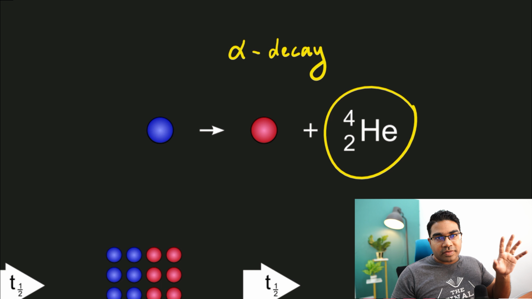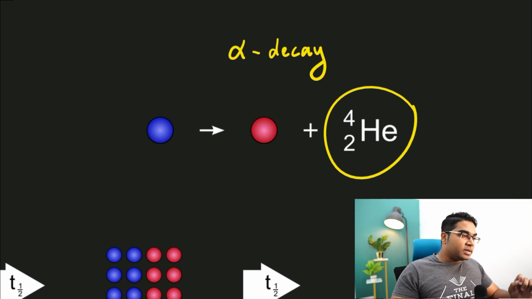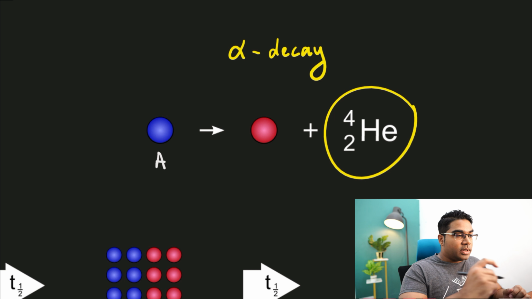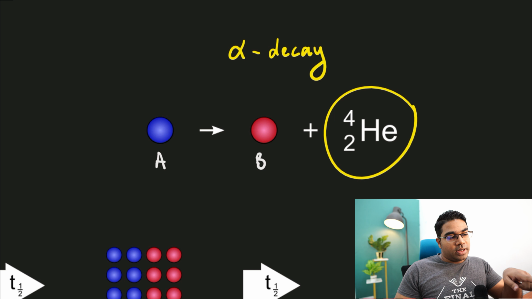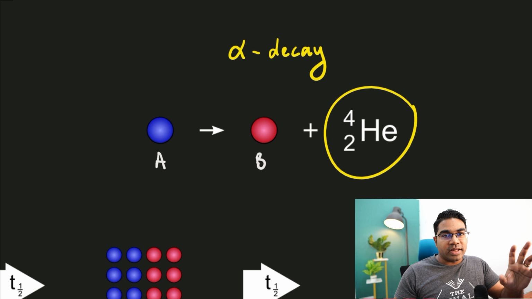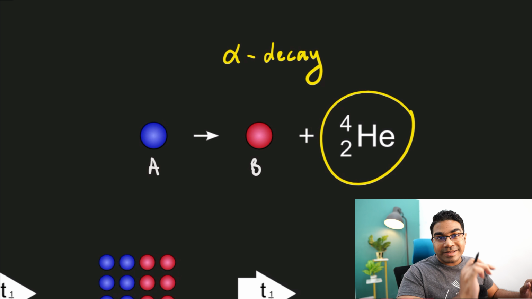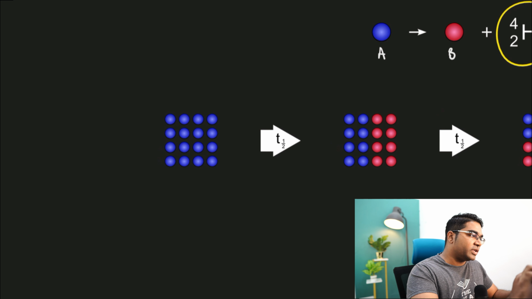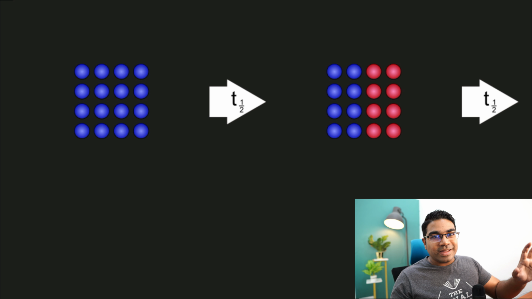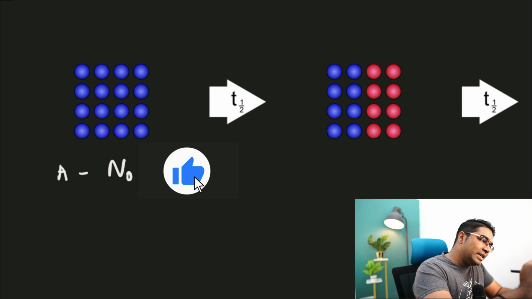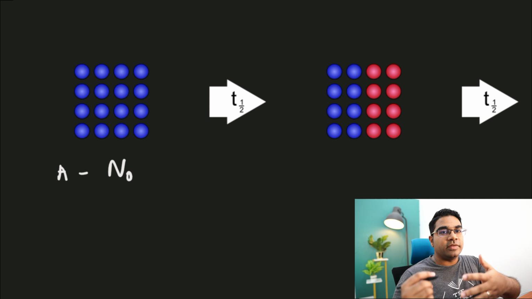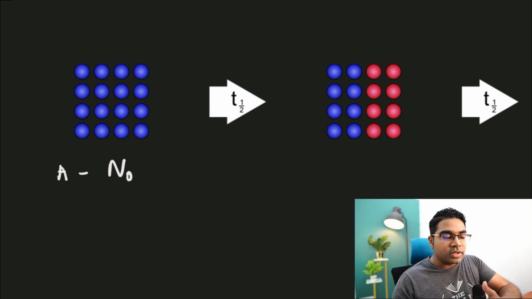In the example that we have here, the blue nucleus, I'm going to call it A, breaks down into nucleus B by giving out the helium nucleus, that is the alpha particle. So this is an alpha decay. Let's study half-life by looking at this particular reaction. Let's say in the beginning we have 16 unstable nuclei. So we have the number of nuclei of A. This number is known as N0. This is the initial number of radioactive nuclei, initial number of unstable nuclei.